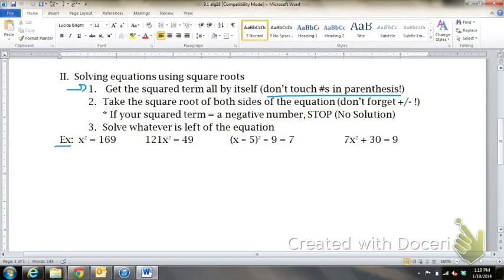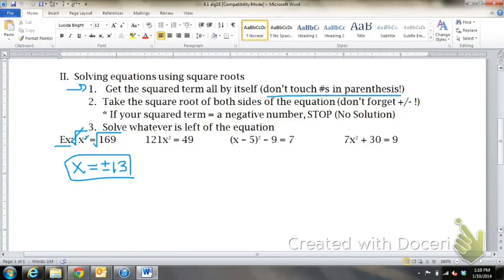So in the first example here, it's just x squared. So the x squared is all by itself. To undo a square, the power of 2, the opposite of square is square root. So you're going to square root one side, square root the other side. Whatever you do to one side, you do to the other side. Square root of x squared, the square and the square root cancel each other out, so I get x equals, and the square root of 169 is plus or minus 13.